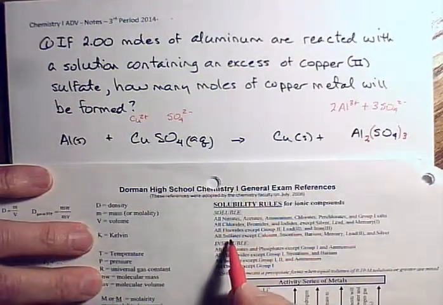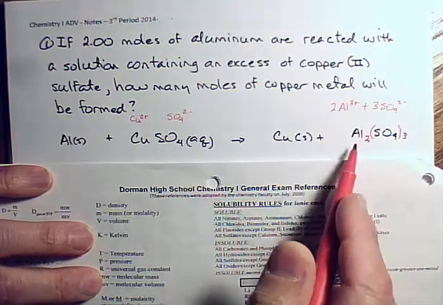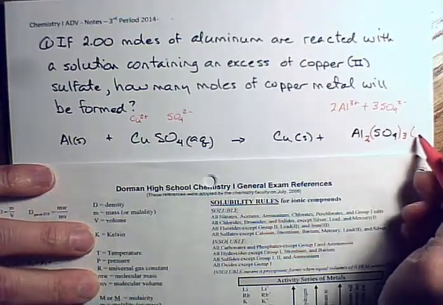It says here that sulfates are soluble. There's some exceptions, but is aluminum one of the exceptions? No. So what physical state? Aqueous.